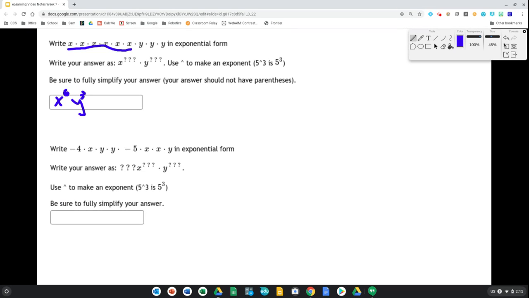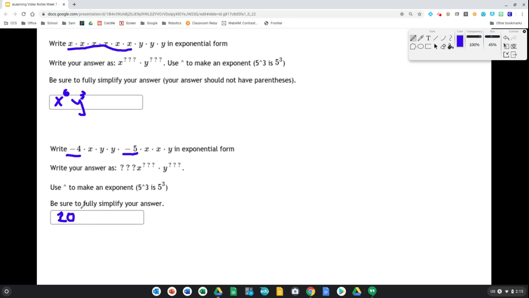Now we can have numbers mixed in as well, and on the next problem we have an example of that. When you have numbers mixed in, we can go ahead and multiply the numbers together. So like negative 4x times y times negative 5 times x times y. We'll start by multiplying the numbers together. So we have negative 4 times negative 5. What do you get when you take negative 4 times negative 5? You get 20. So we're going to have a 20 as part of this monomial.